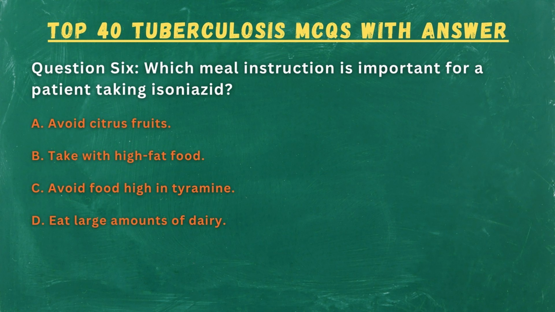Question 6. Which meal instruction is important for a patient taking isoniazid? A. Avoid citrus fruits. B. Take with high-fat food. C. Avoid food high in tyramine. D. Eat large amounts of dairy. Answer. C. Avoid food high in tyramine.